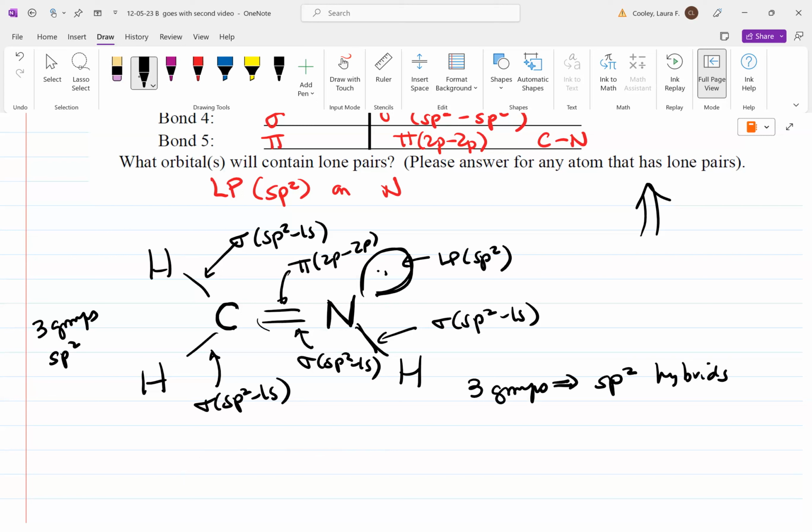You could have gone directly to labeling the bonds because there's no ambiguity at all about the orbital that you overlap with on hydrogen. It has to be a 1s. And you always know that the pi, the second bond of a double bond, is 2p, 2p.